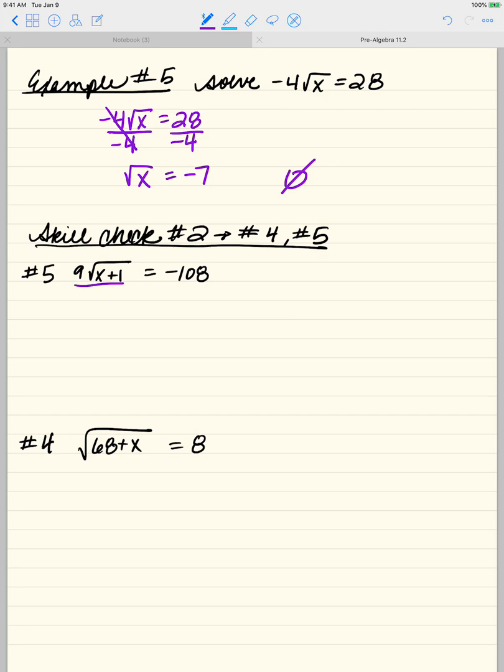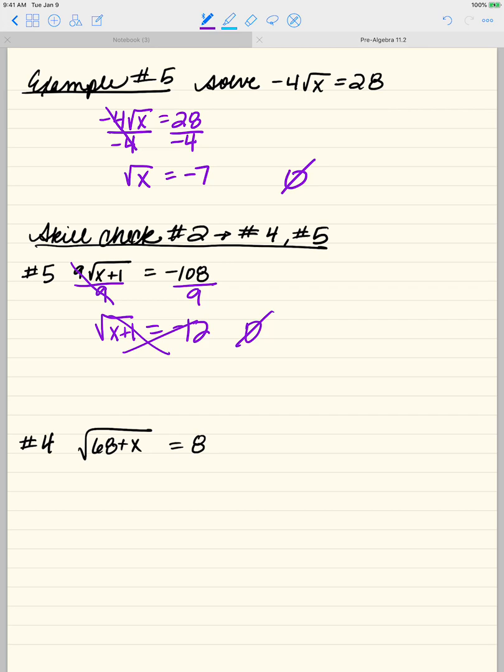Divide both sides here by 9, to eliminate that 9 that is being multiplied by the square root of x plus 1. So I'm left here with the radical x plus 1 is equal to negative 108 divided by 9, which is negative 12. Now, I'm not even going to bother continuing here because I have a square root equal to something negative. It can't happen. No real solution. How about number 4?